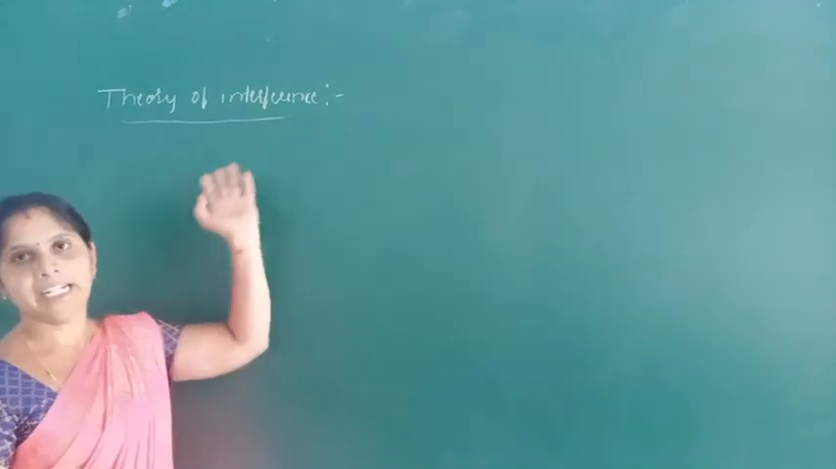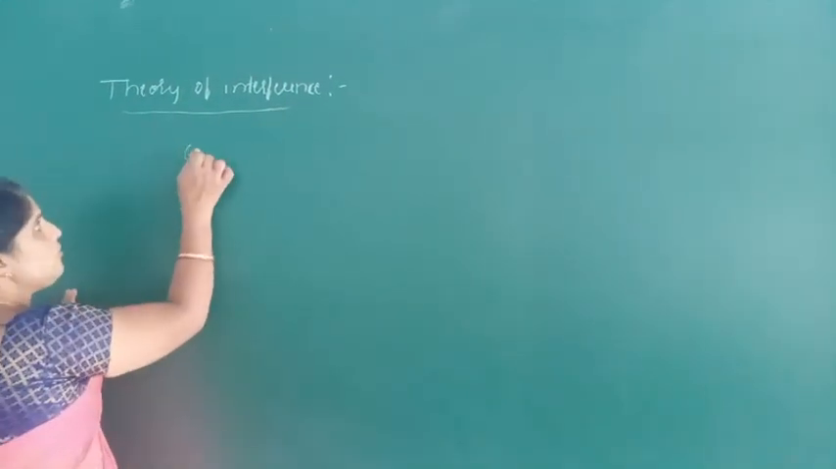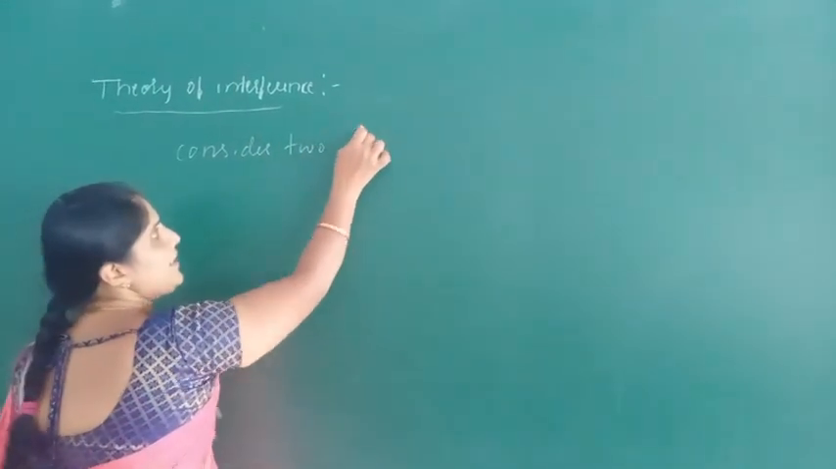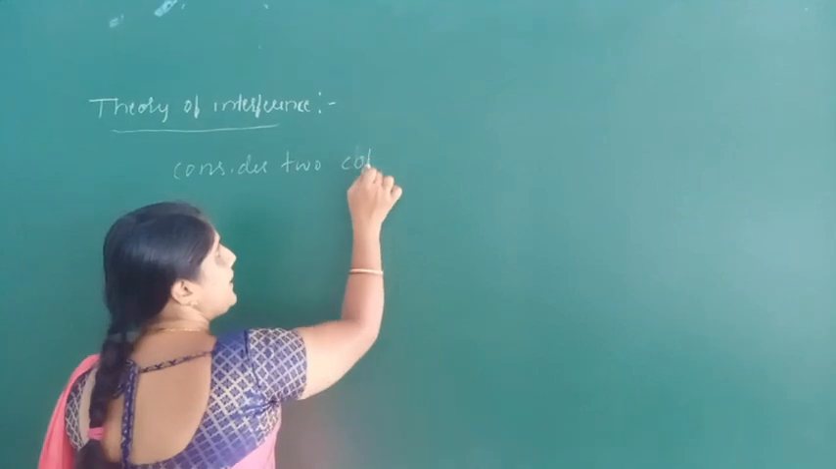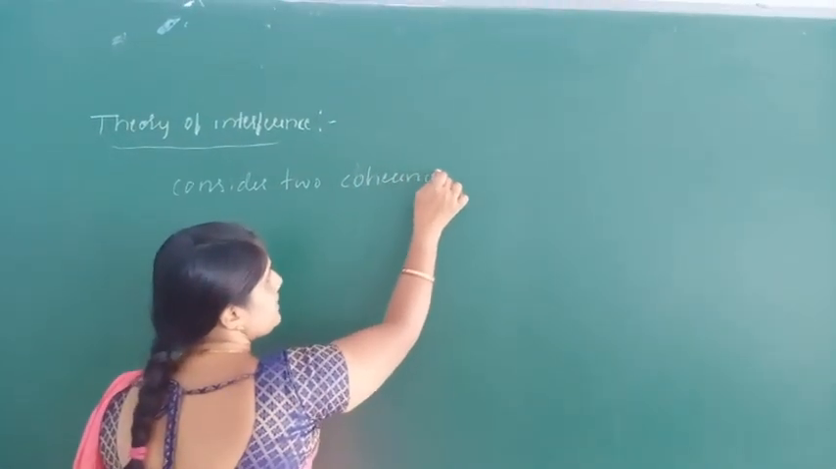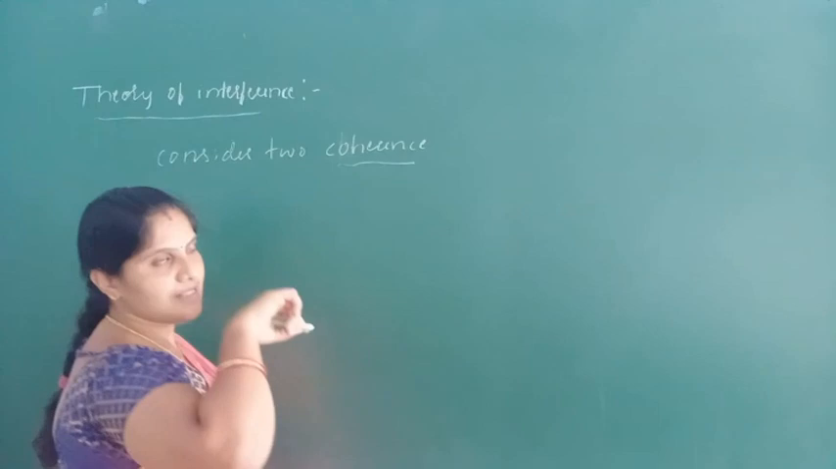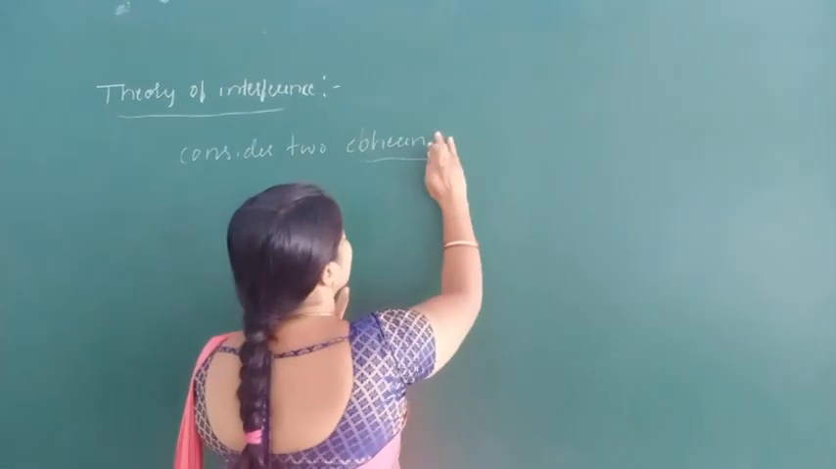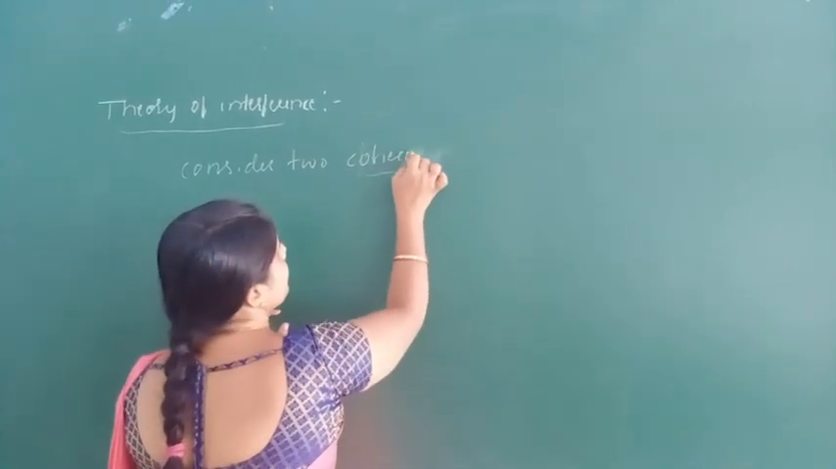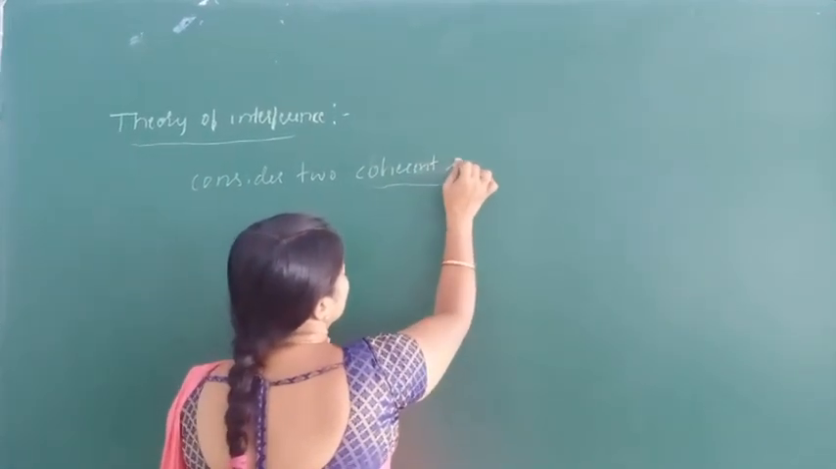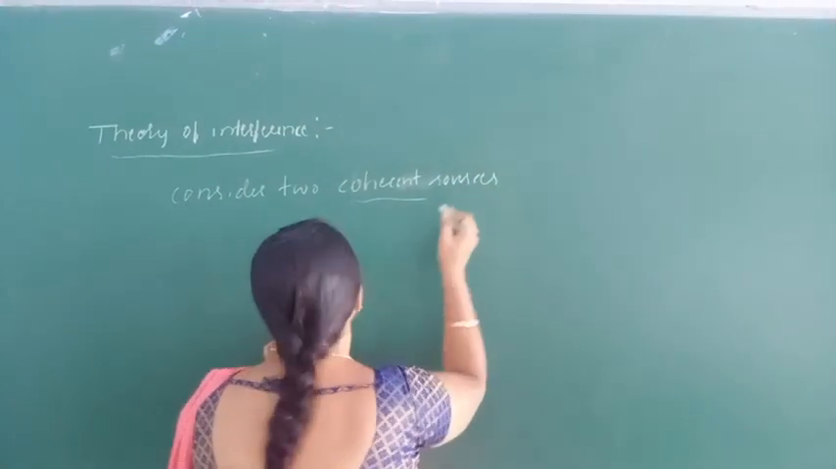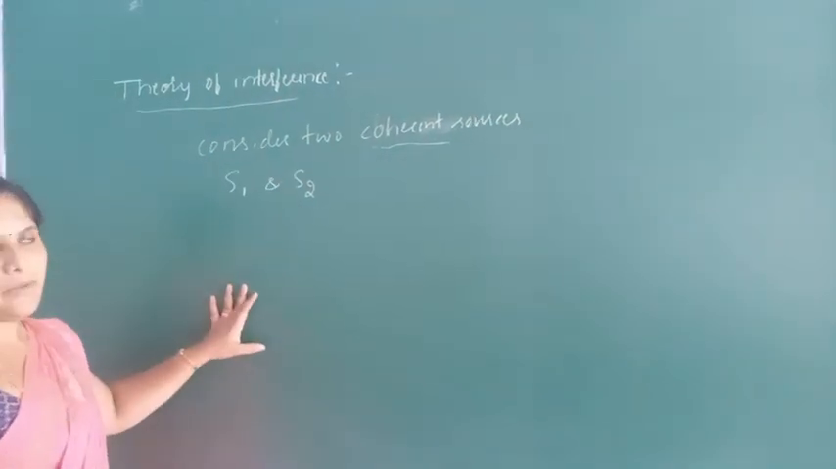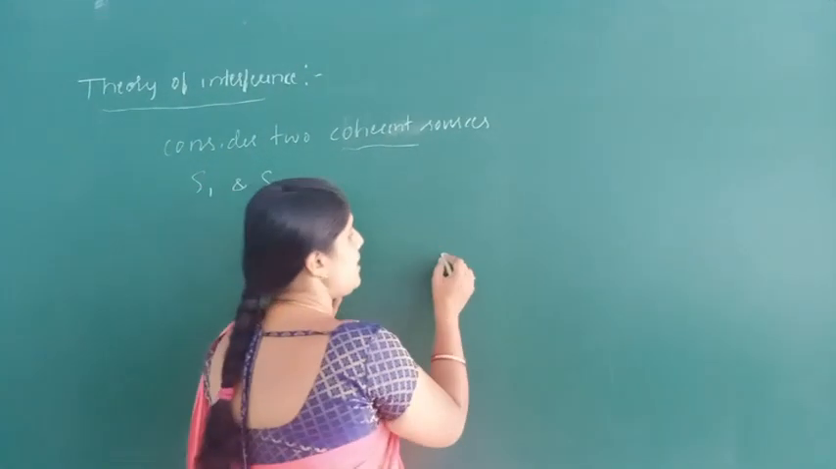Next, theory of interference. Consider two coherent sources. What are coherent sources? The sources which emit light of the same frequency and same wavelength with a constant phase difference. Consider two coherent sources, S1 and S2. They emit light of the same amplitude and same frequency with a constant phase difference.